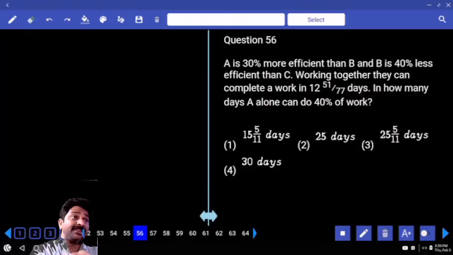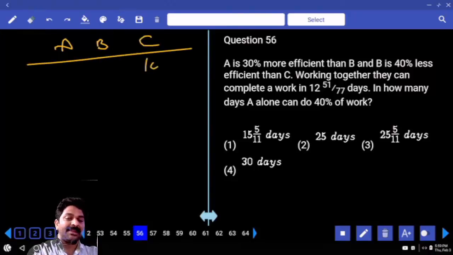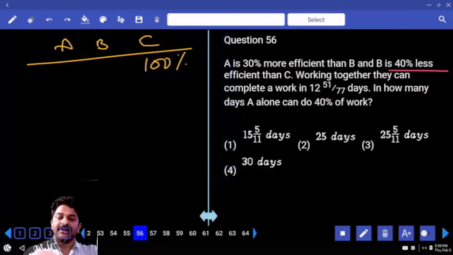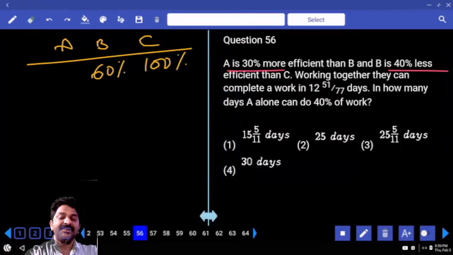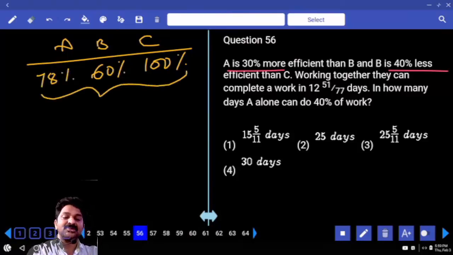Okay. Now we have three members A, B, C. A depends on B and B depends on C. So I am taking C's efficiency as 100%. B's efficiency is 40% less, so 60. A's efficiency is 30% more than B. 30% of 60 is 18, and 18 more than 60 is 78.